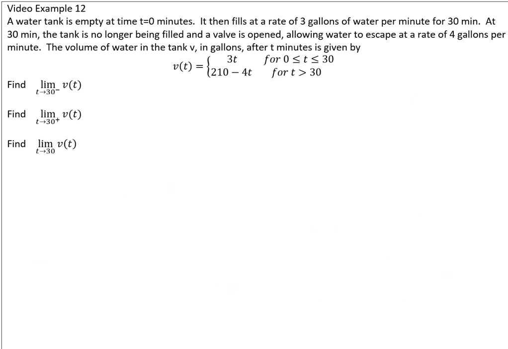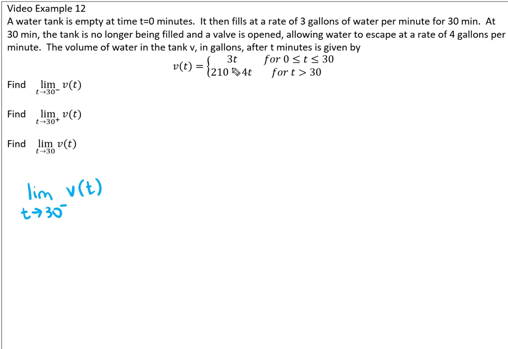For this last question, we're asked about a water tank that is empty at time t equals 0 minutes. It's filling at a rate of 3 gallons of water per minute for 30 minutes. At 30 minutes, the tank is no longer being filled and a valve is opened, allowing water to escape at a rate of 4 gallons per minute. The volume of water in the tank V in gallons after t minutes is given by the V of t function. And so you see that there. Now we're going to find the limit as we approach 30 from the left-hand side.